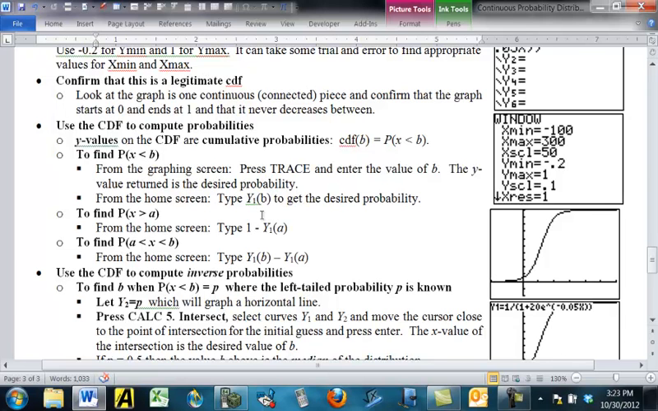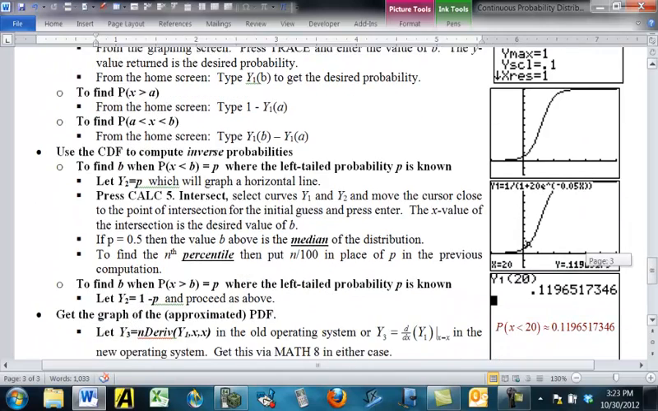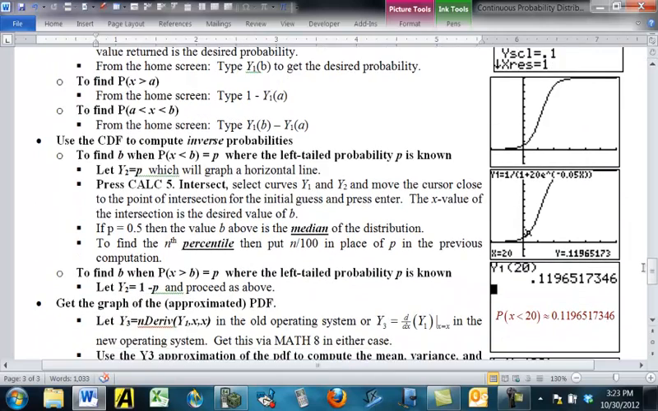So, for example, if we want to find the probability that x is less than some number, say b, then we just need the y-value of b. We need CDF of b. Okay, and there are several ways we can do that. We can get it from a table. We can also get it from a trace if we've got the graph up there. So one easy way to do it is just hit trace and enter the value b, and it'll return the probability. If you're at the home screen, you can just do y1 of b, and that will return it. Again, I'm assuming y1 has the formula for the CDF.